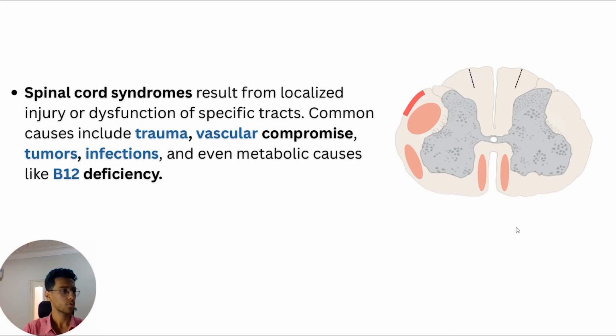So the spinal cord syndromes result from localized injury or dysfunction of specific tracts of the spinal cord. We will discuss the tracts in the next slide. We will discuss the anatomy of the spinal cord, and the common causes include trauma, vascular injury and compromise, tumors, infections like poliomyelitis, and even metabolic causes like vitamin B12 deficiency.